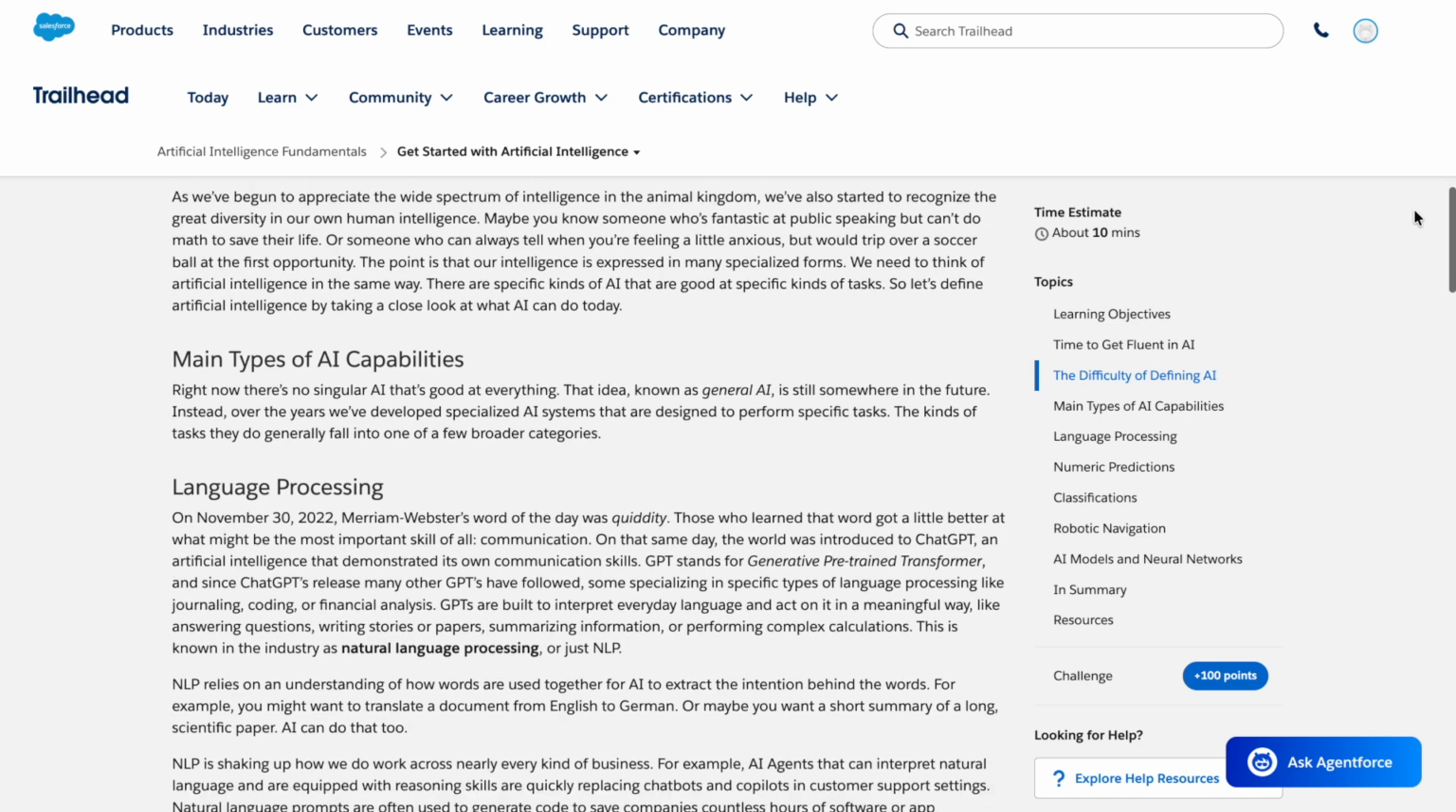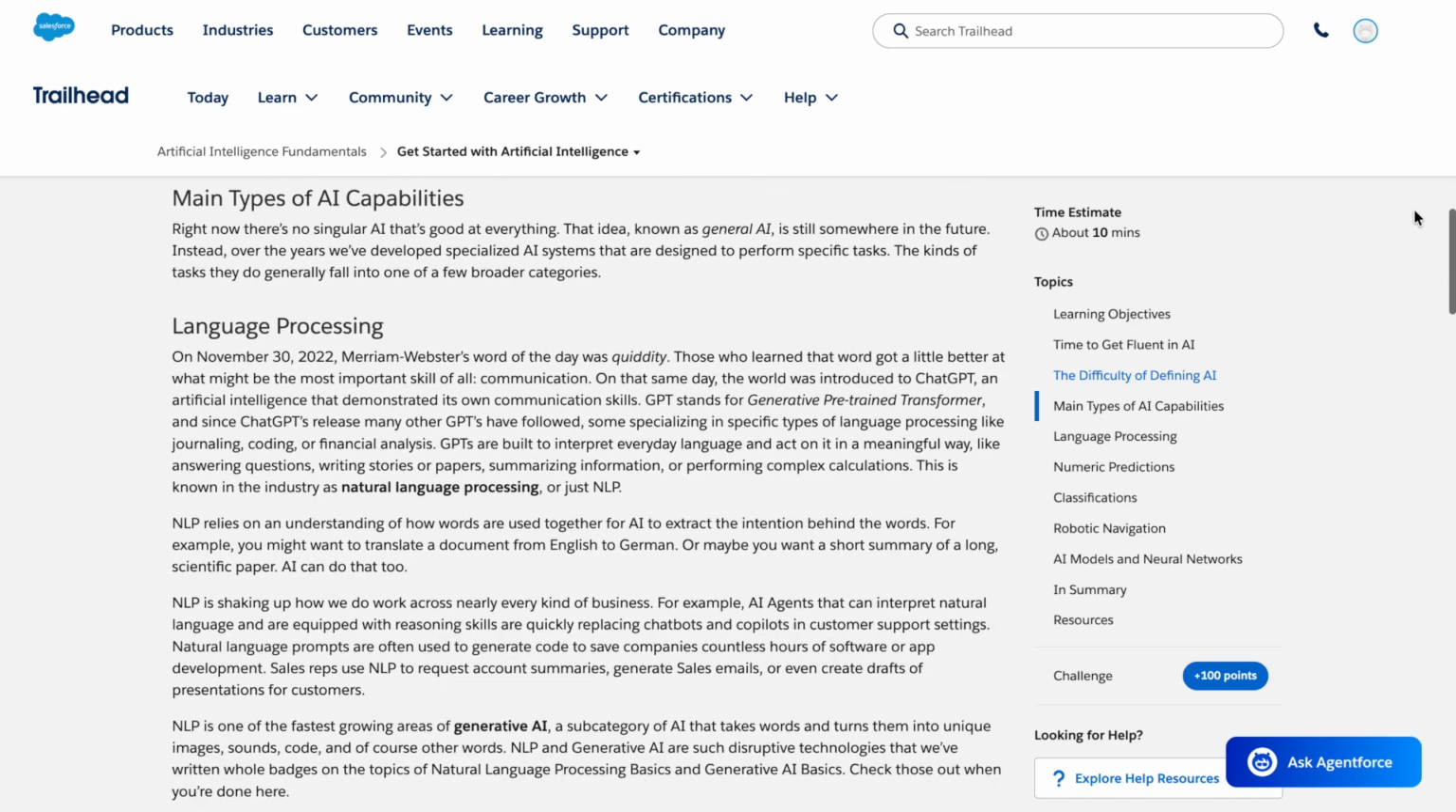Main types of AI capabilities. Right now, there's no singular AI that's good at everything. That idea, known as general AI, is still somewhere in the future. Instead, over the years, we've developed specialized AI systems that are designed to perform specific tasks. The kinds of tasks they do generally fall into one of a few broader categories.